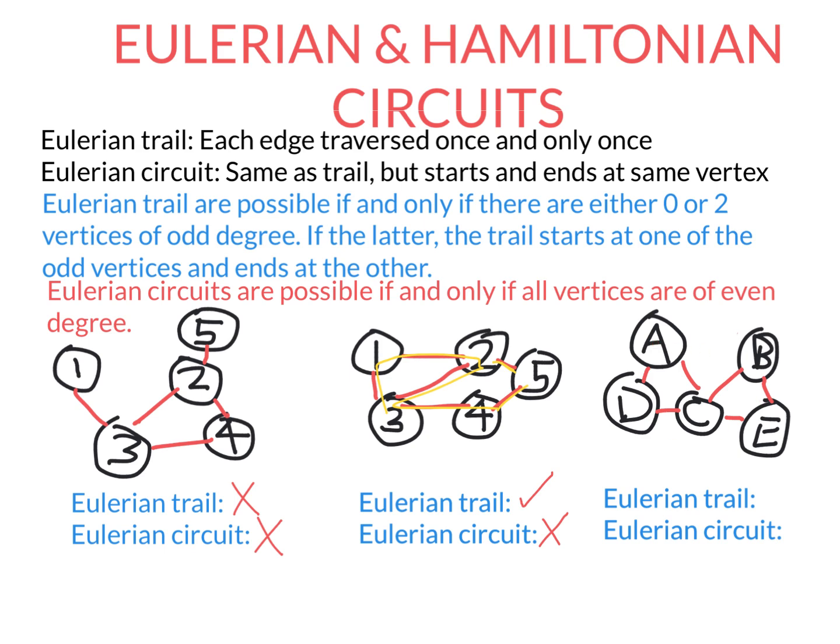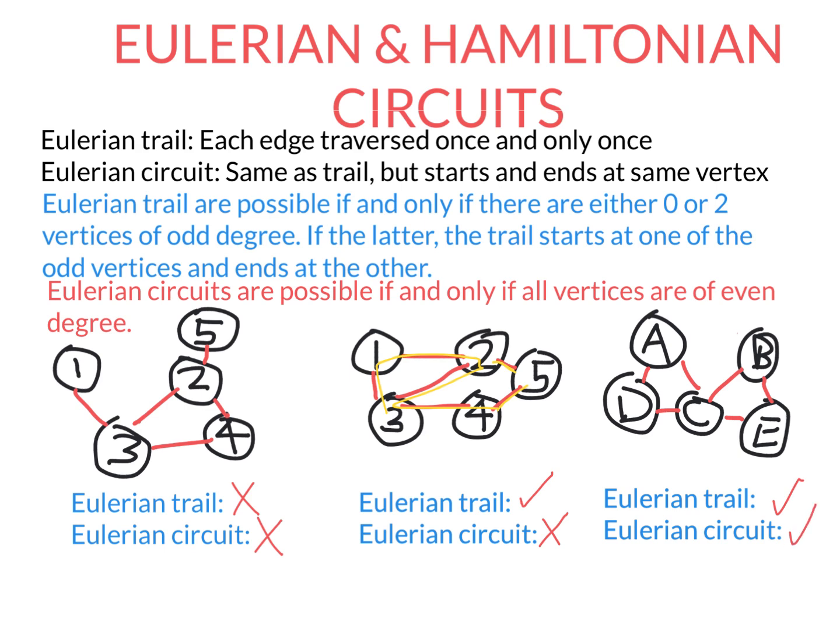All right, let's look at this last example here. So, to determine whether or not an Eulerian trail or an Eulerian circuit is possible, we need to look at the degrees of each vertex. Now, hopefully you can see here, A, D, B, and E all have degree 2, and C has degree 4. Every vertex here is of even degree. That means an Eulerian trail is possible, and an Eulerian circuit is also possible.